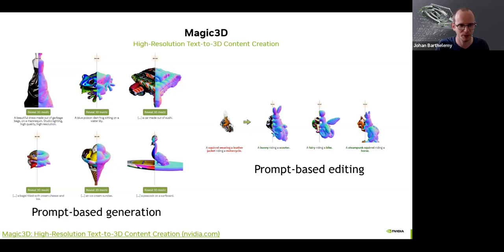And once you've got your 3D model, like the one here, the squirrel wearing a leather jacket riding a motorcycle, you can even start editing using prompts. So instead of a squirrel, maybe you just want to see a bunny. Right? You just need to change that prompt. And it comes with many other types of editing functionalities.